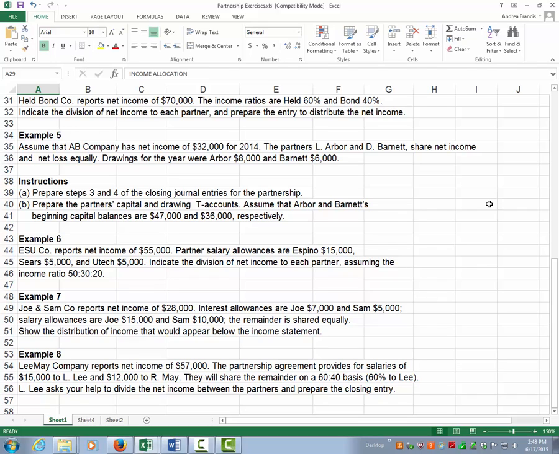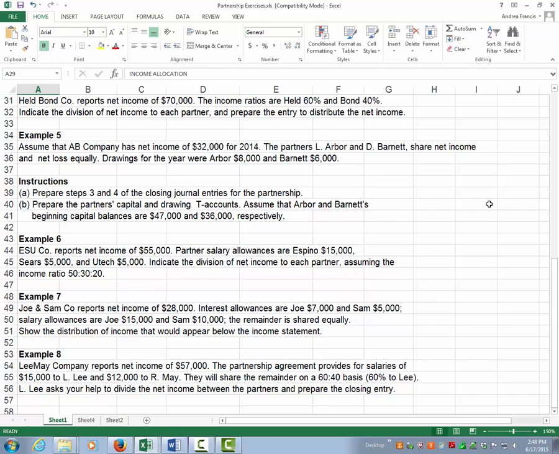The partners L. Arbor and D. Barnett share net income and net loss equally. Drawings for the year were Arbor $8,000 and Barnett $6,000. This question is based on an example in your Principles of Accounting textbook. Part A asks us to prepare steps 3 and 4 of the closing journal entries for the partnership.